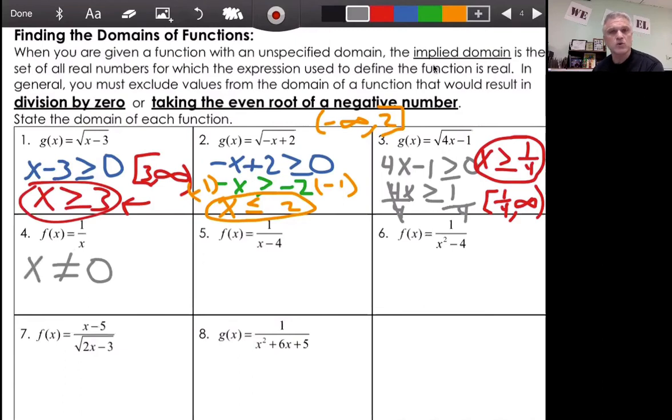X does not equal 0. Okay? So if you wanted to say this in standard notation, you would say x is all reals except 0. And there's nothing wrong with that. It's a legitimate answer. If you wanted to do this in interval notation, you would say from negative infinity to 0, but it doesn't include 0, so parentheses, and 0 to infinity. Okay, so this is everything but 0.